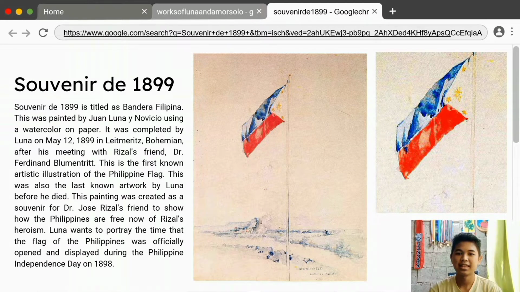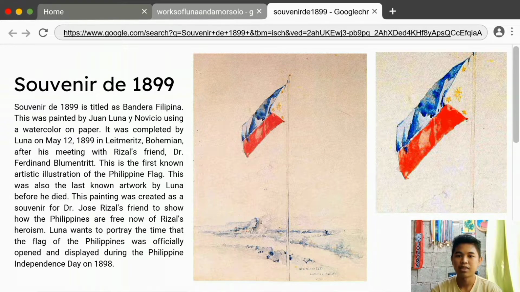Souvenir de 1899 is titled Bandera Filipina. This was painted by Juan Luna using watercolor on paper. It was completed by Luna on May 12, 1899 in Leitmeritz, Bohemia, after his meeting with Rizal's friend, Dr. Blumentritt. This is the first known artistic illustration of the Philippine flag. This is also the last known artwork by Luna before he died.